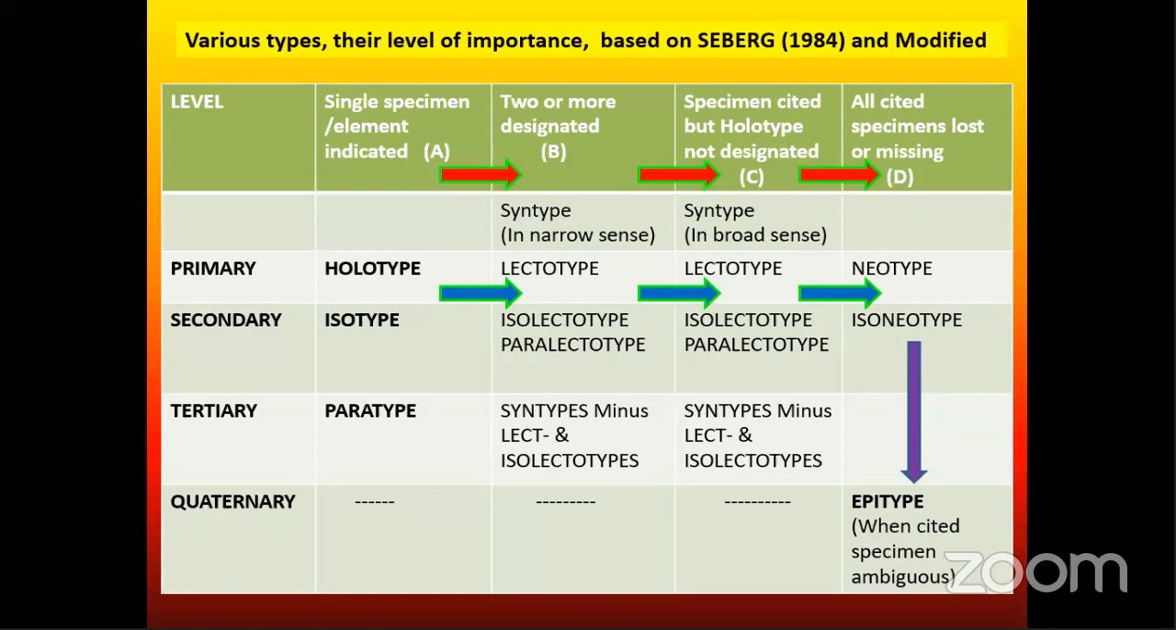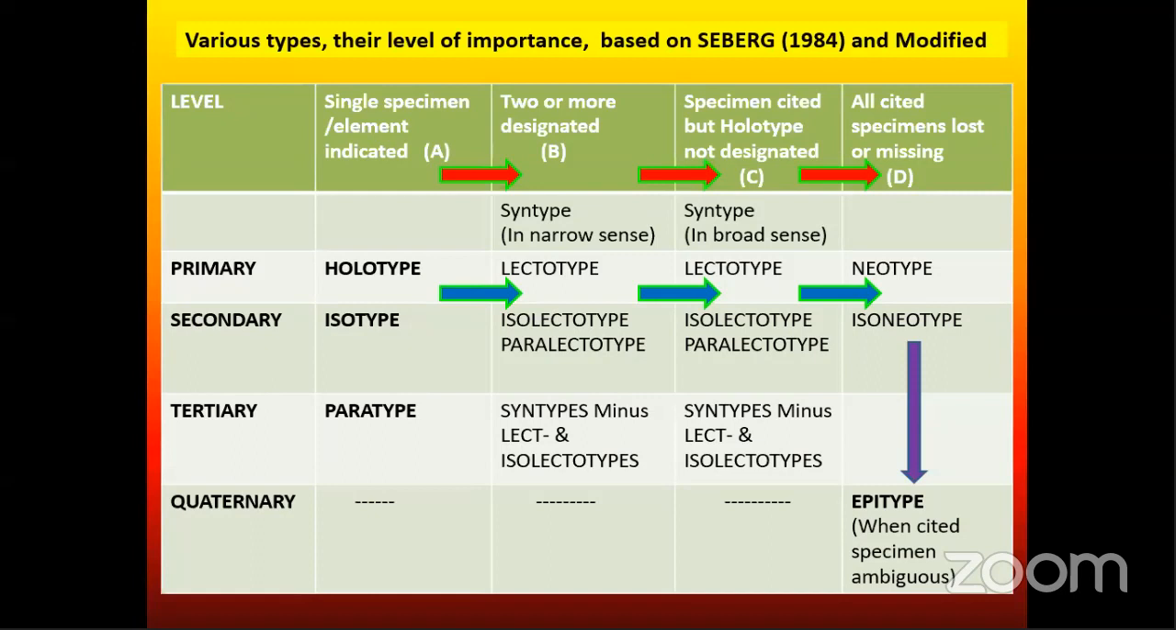Suppose the primary type is missed, or it may be destroyed, or it may not be designated in the protologue, the first published manuscript. We should go for a lectotype from the old specimens, or nearly the time of specimens collected from the period of the author. And if the lectotype may be destroyed, we have to select a second lectotype, and if all the lectotypes and the holotype are missed, that is a neotype. At the secondary level, we have to select from isotype.